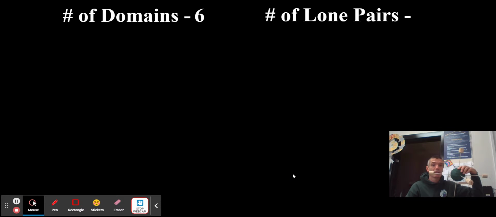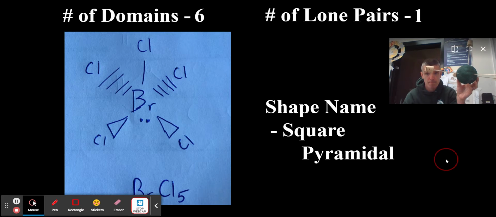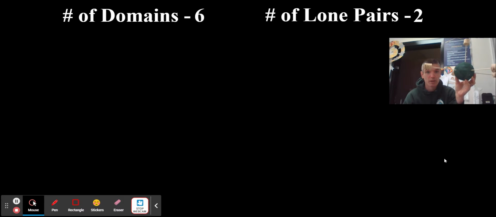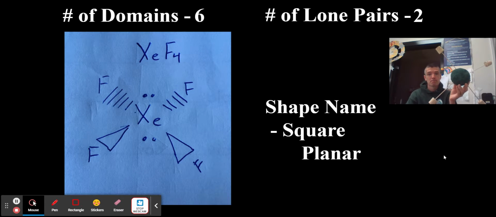Now, when I take one of these and replace it with a lone pair, it's going to look like this. And this is known as square pyramidal. And the last one, when I take away two, I get square planar. And that's it.